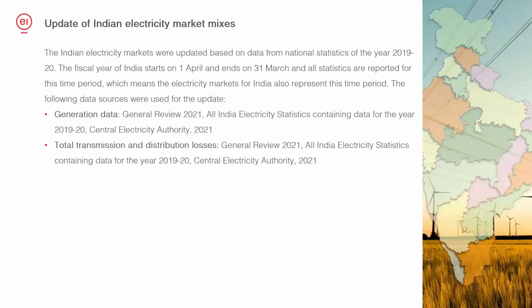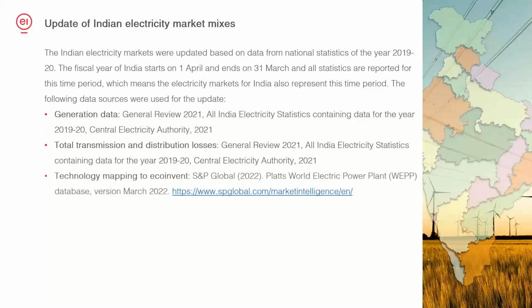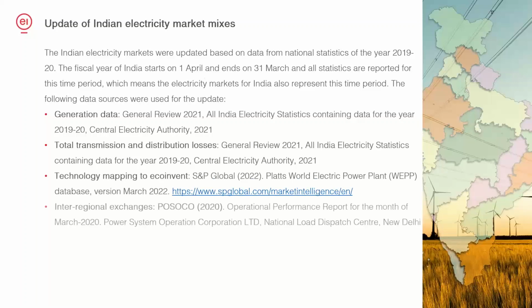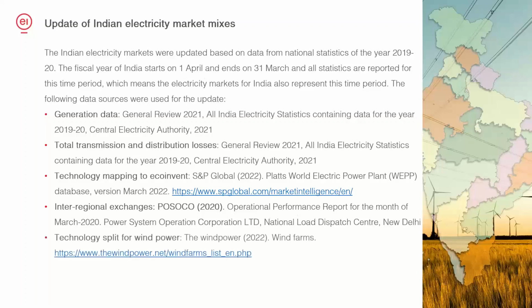Generation data and transmission losses came from the General Review 2021, published by the Central Electricity Authority. For technology mapping, again, the World Power Plant database was used. Interregional exchanges are included in the last monthly performance report of the fiscal year, which is March, as mentioned earlier. Wind technology is also based on windpower.net. And for hydropower plants, there was no direct way to assess the corresponding types of power plants, so individual research for each Indian hydropower plant was conducted.